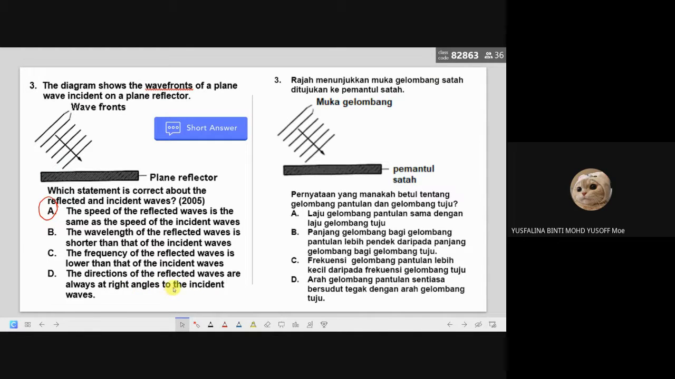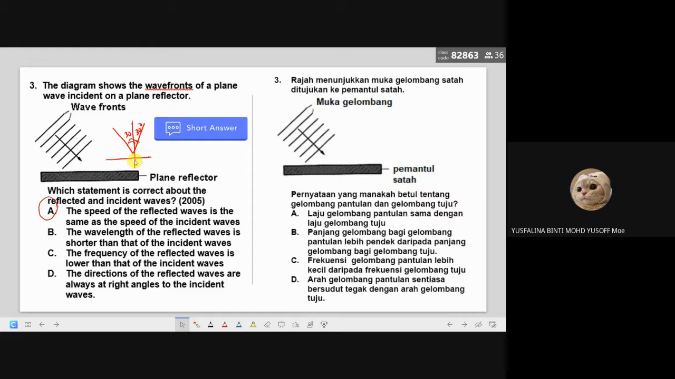No, right? Because the law of reflection says the angle of incidence must be the same as the angle of reflection, but it doesn't mean it has to be 90 degrees. If the total is 90 degrees, it means 45 degrees for the incident angle and 45 degrees for the reflected angle. If I have an incident wave and from the normal line this is 30 degrees, this should also be 30 degrees. So it doesn't need to be 90 degrees for reflection to occur.